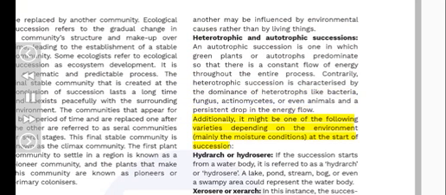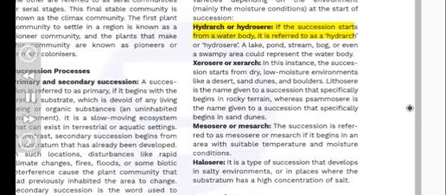Additionally, it might be one of the following varieties depending on the environment, mainly the moisture conditions, at the start of succession. Hydrarch or hydrosere. If a succession starts from a water body, it is referred to as a hydrarch or hydrosere. A lake, pond, stream, bog, or even a swampy area could represent the water body.